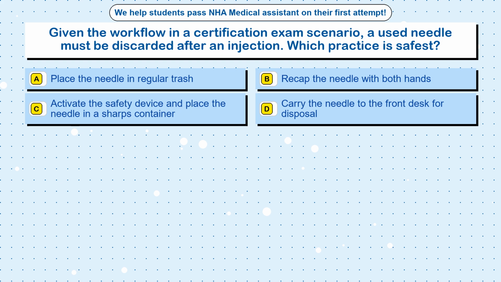Which practice is safest? Option A, place the needle in regular trash. Option B, recap the needle with both hands. Option C, activate the safety device and place the needle in a sharps container. Option D, carry the needle to the front desk for disposal.